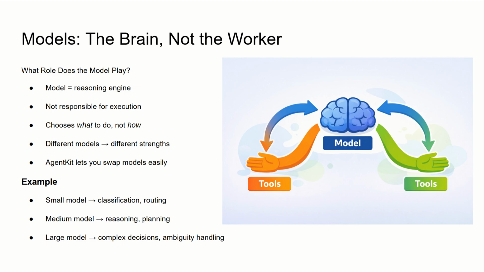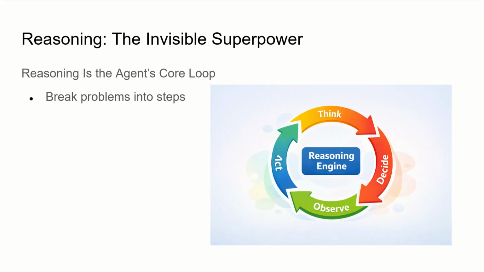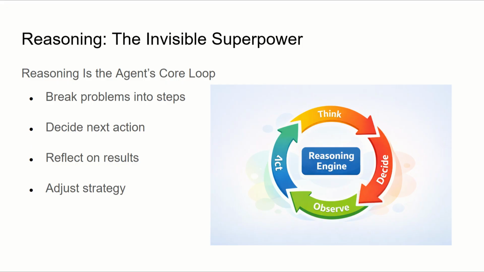If models are the brain, then reasoning is the thinking process. Reasoning is what turns intelligence into structure. At its core, reasoning follows a loop. First, the problem is broken into steps. Then, the agent decides the next action. After acting, it reflects on the result. Based on that reflection, it adjusts strategy. And this repeats until the goal is achieved.